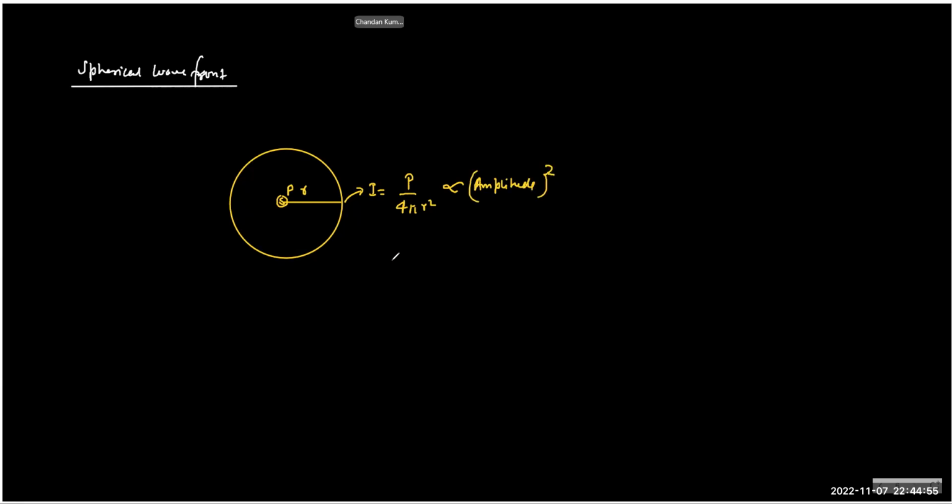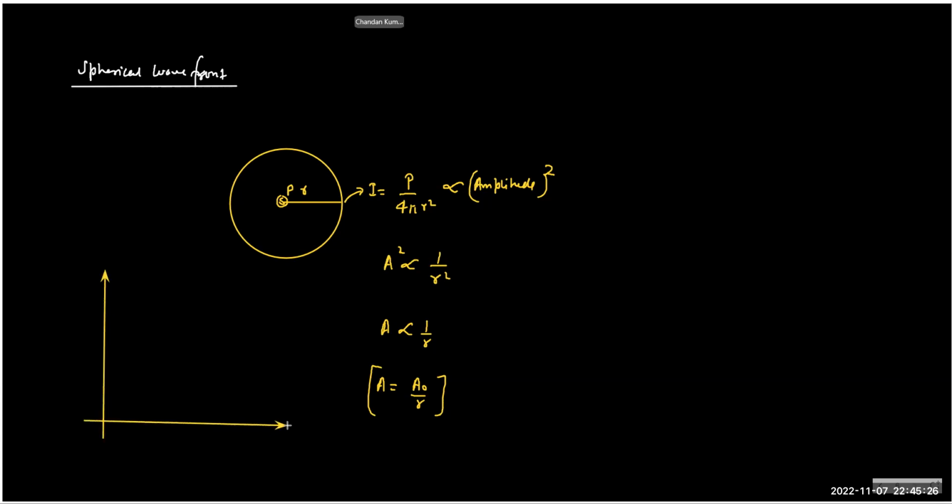And that is why A square is inversely proportional to r square. Therefore, A equals A naught by r. What does it mean? In case of a spherical source, as you go away, amplitude will diminish with distance by the formula A naught by r. If A naught is the value at some point, then it will decrease like this. So I hope this is clear.